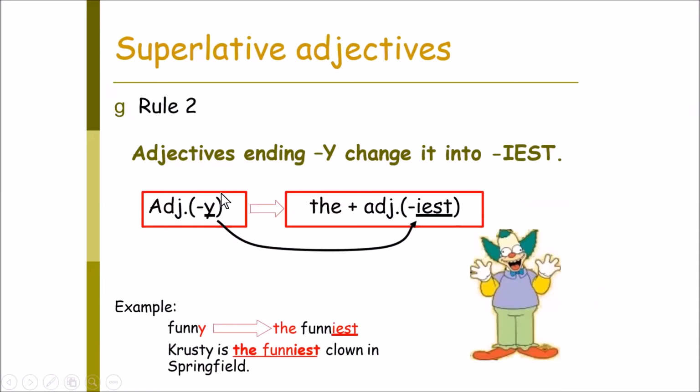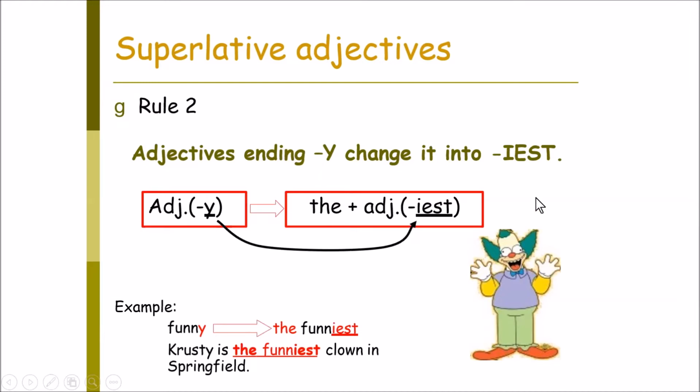So next, rule number two: adjectives ending in Y, you have to erase the letter Y and write a letter I. And finally, write the est. Don't forget to add the word the before the adjective. So for example, funny, the superlative form of funny is the funniest. So for example, we have Krusty is the funniest clown in Springfield.